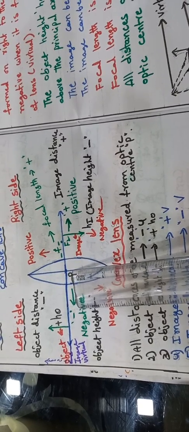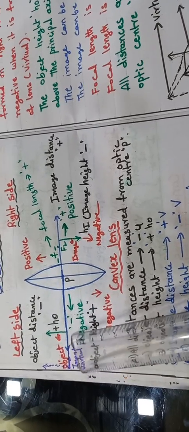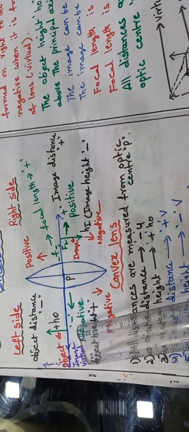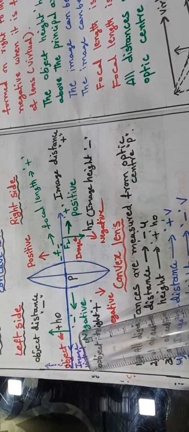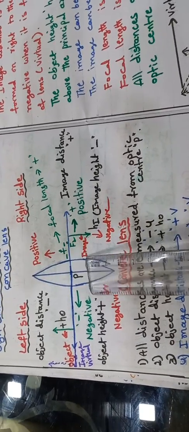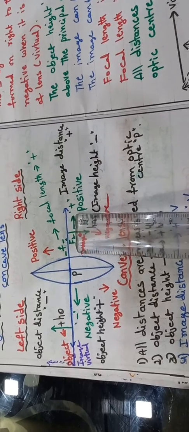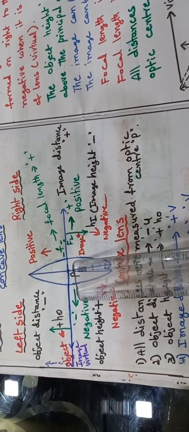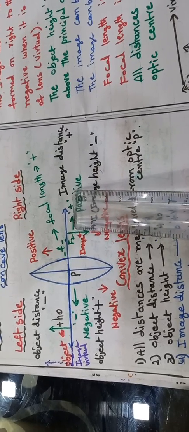So the distance between the optic center and the object is measured with a negative sign, and the distance from the optic center to the image is measured with a positive sign.